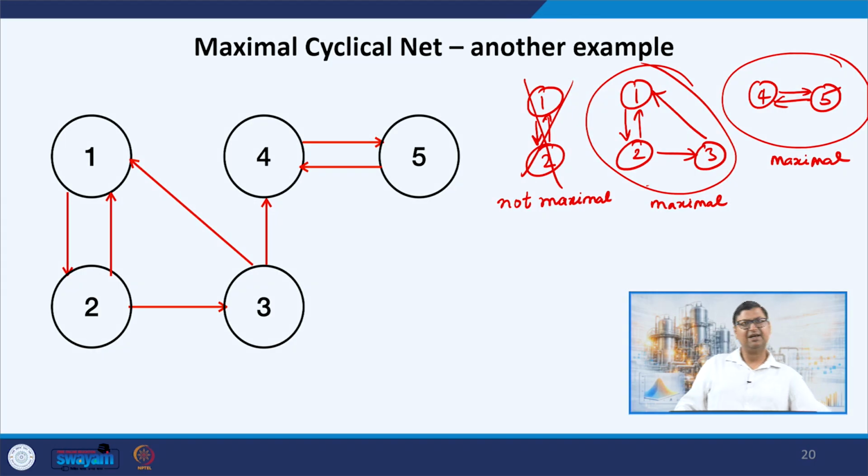So with that, I conclude my discussion on the cyclical nets, and in the following class, we will see what impact it has on the complexity of the graph and how it influences the application of graphs in the decomposition of, let's say, material balance equations on a flow sheet, and how we actually represent a material balance on a flow sheet using the idea of graphs.